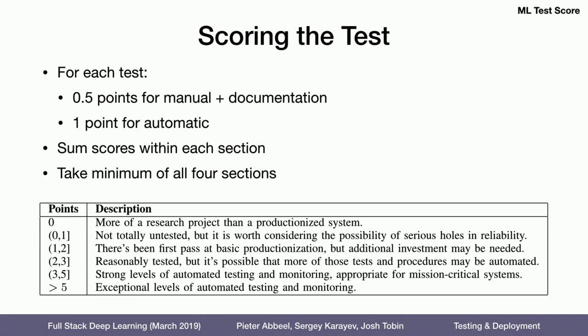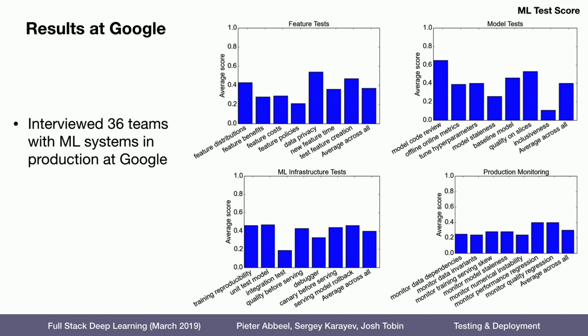So then they went and talked to 36 different teams that have a machine learning system in production at Google. And they give the average scores across all these rubric items. And you can see that it's never, on average, across these 36 teams, more than 1, right? It's on average 0.5. So even at Google, which has been doing this for decades, people are still figuring it out. And a lot of process is still manual, which gives you that 0.5 point.